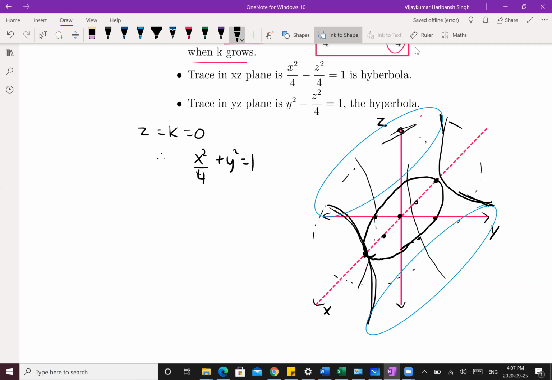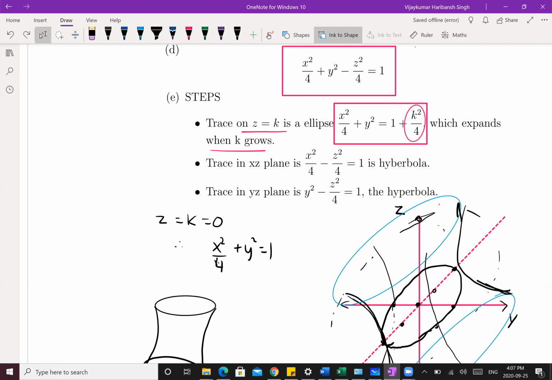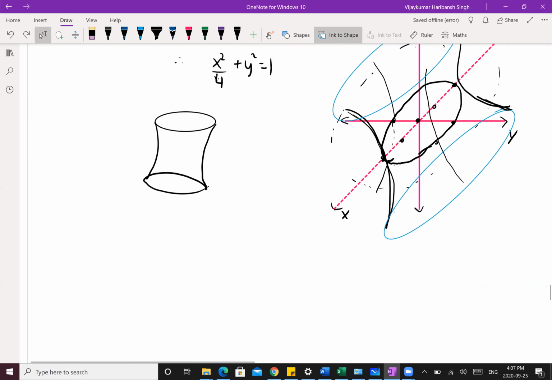So this looks like a hyperboloid of one sheet. If I draw it in a slightly different perspective, this is how the shape will look. Yeah, so hyperboloid of one sheet. So with the trace, we are able to construct the whole graph.